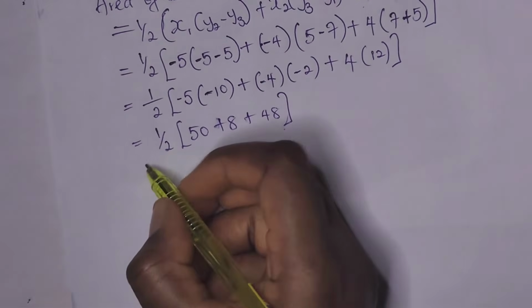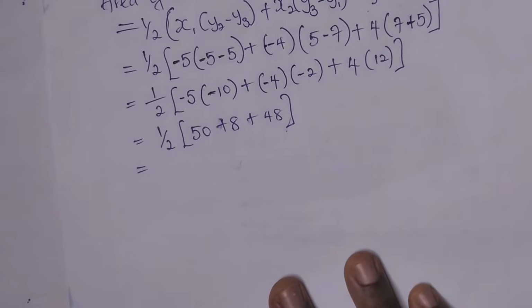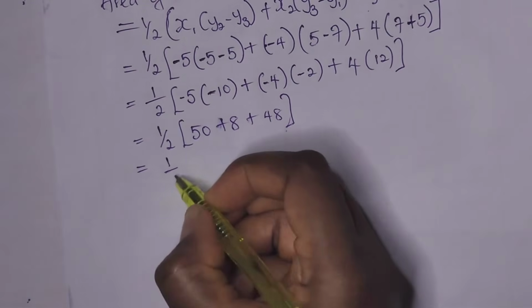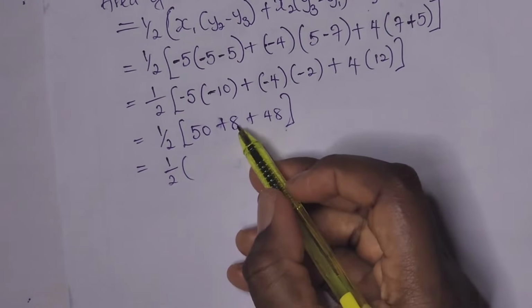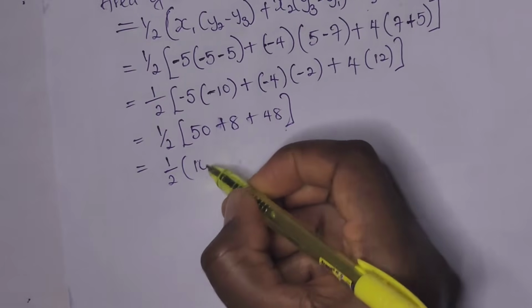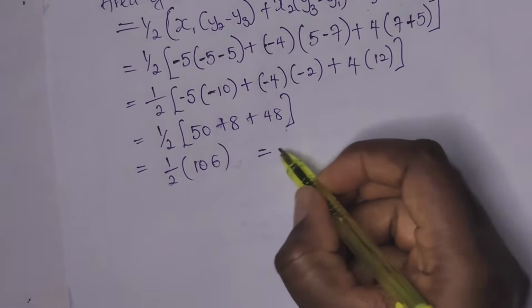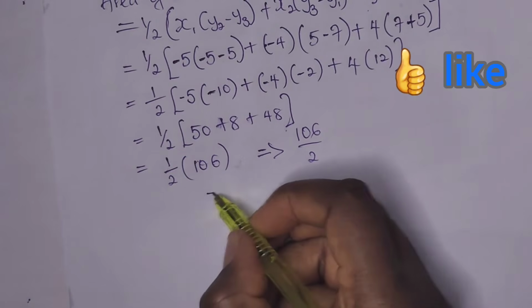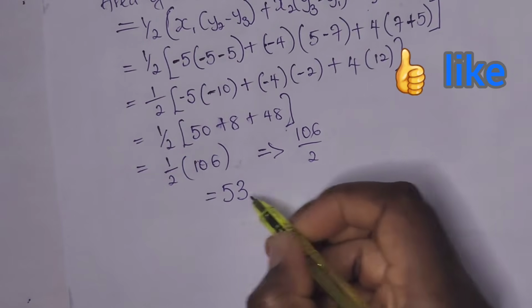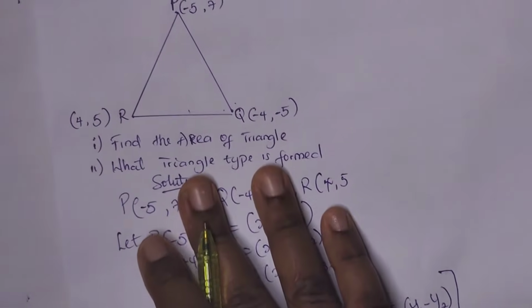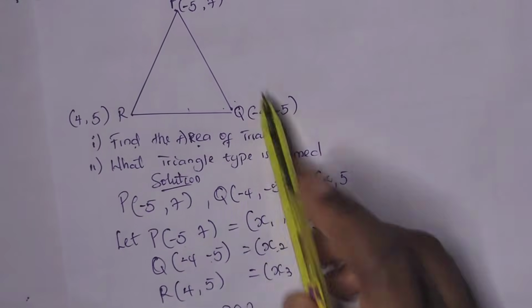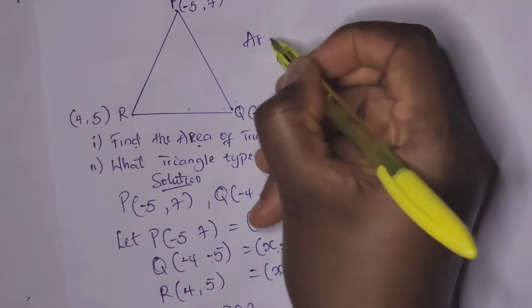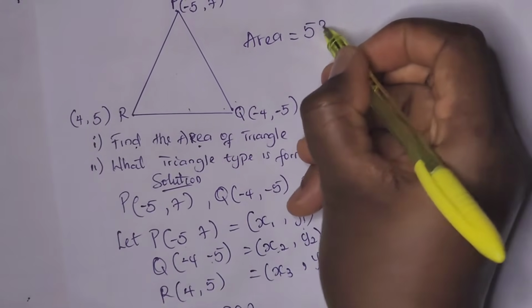So this will be equal to 1/2 times 50 plus 8 plus 48, which is 106, which is equal to 106 divided by 2. So this is 53. So the area of this triangle is 53.